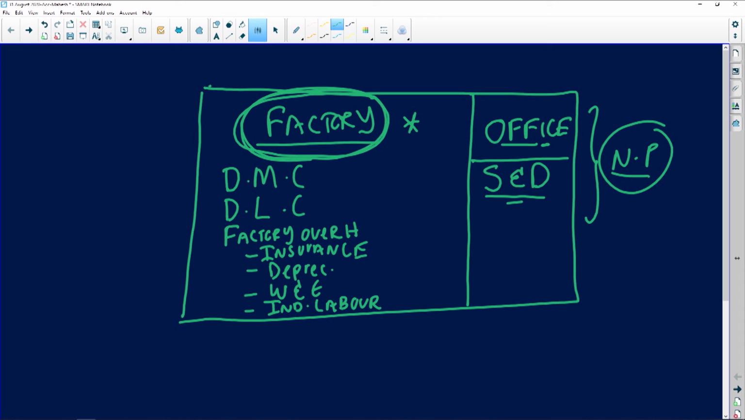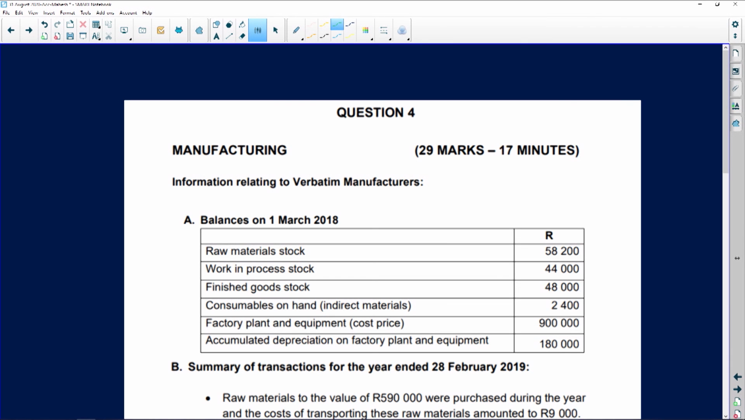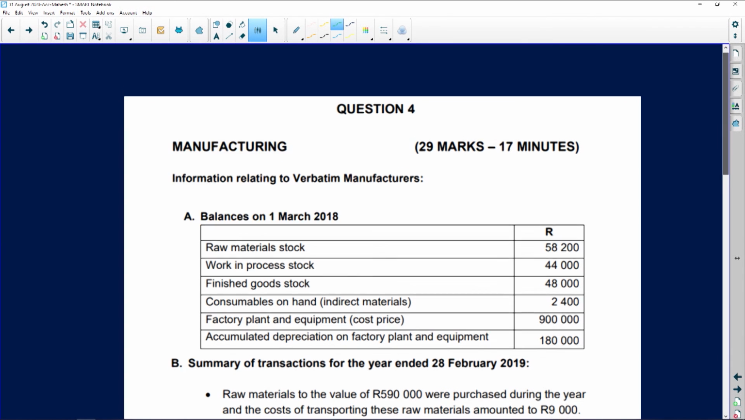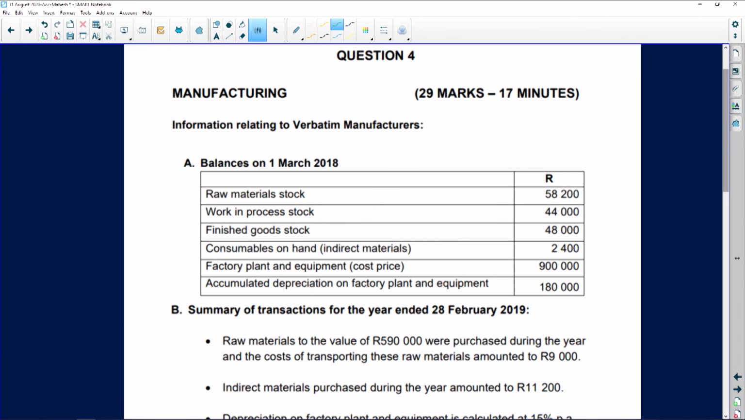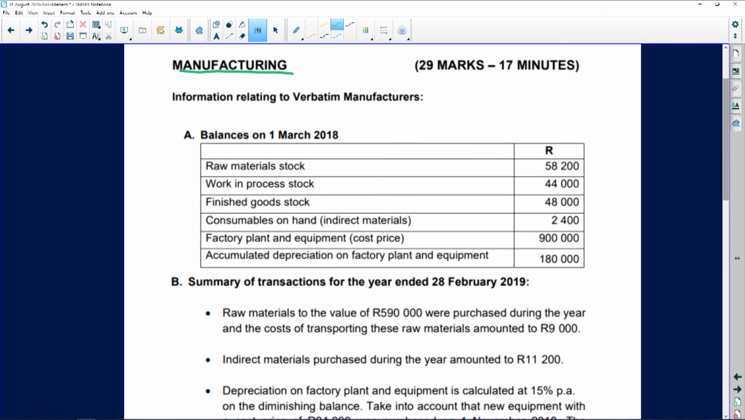Okay, right, so let's now begin. So the question that I've chosen comes from a past prelim exam. Can't really remember which prelim exam, and obviously it's based on manufacturing. So let's quickly go through the information. We're not going to go through the info in detail, but obviously we're going to come back to the information as we answer the questions.